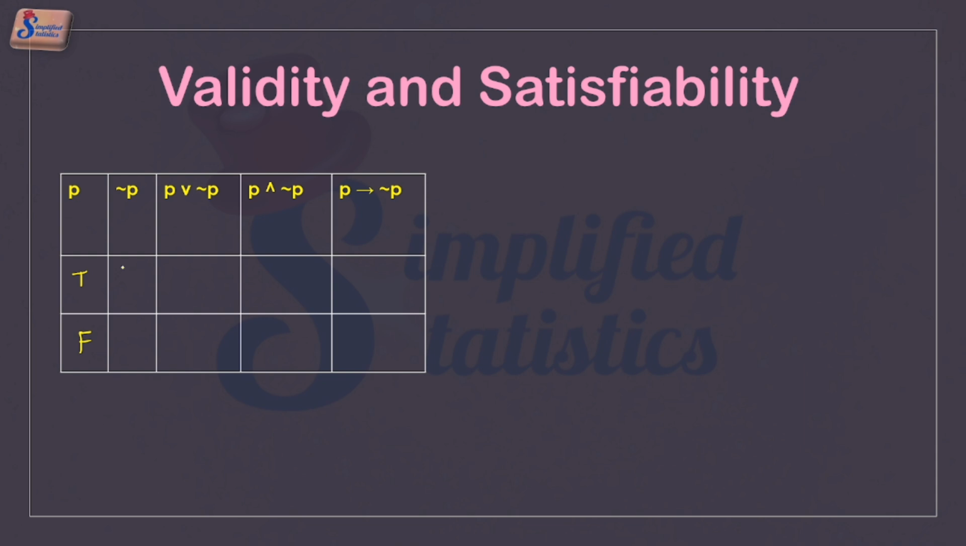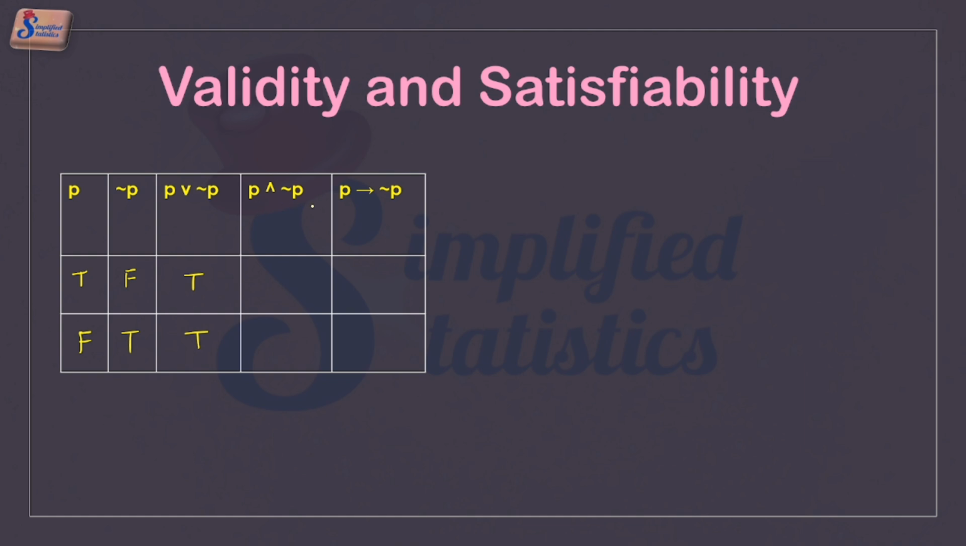Now for negation P, we will just reverse the values. If P is true, then negation P is false. And if P is false, negation P will be true. Next one is P or negation P. In case of OR, we need at least one true, then the result will be true. And here also, negation P is true, then P or negation P is true.